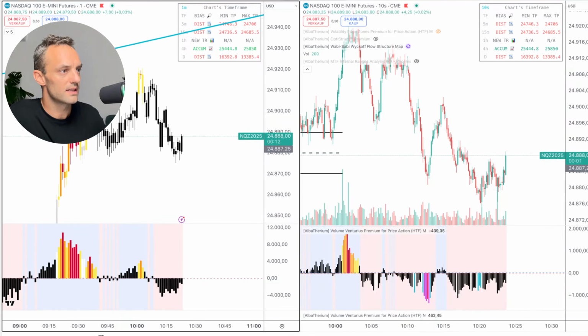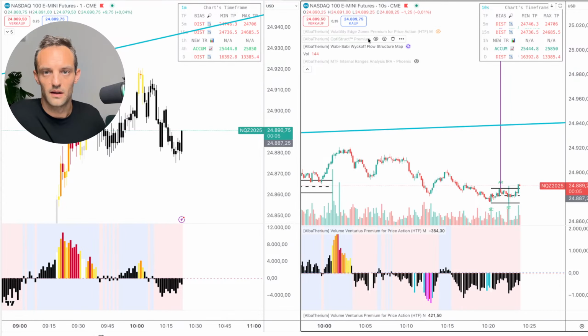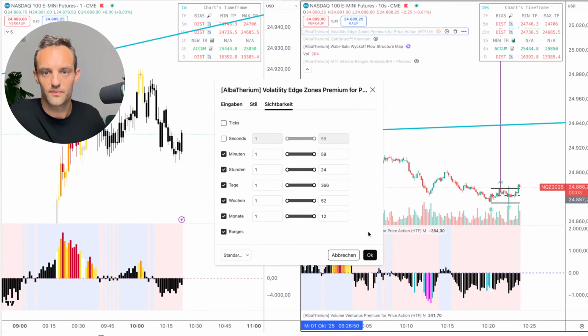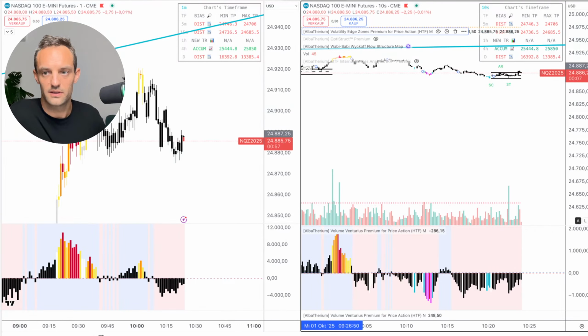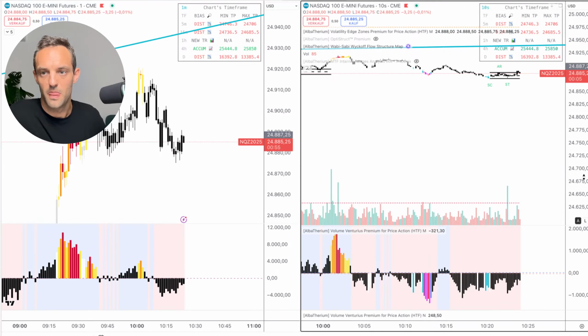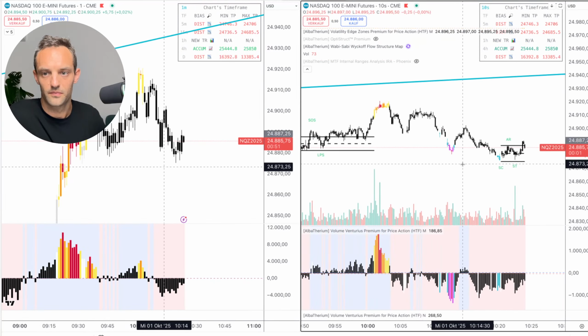Do you see these kind of things? Yes, you see everything, okay. And where's the volatility zone edge? I cannot display this because it's not activated for seconds. Activated for seconds here. And yeah, there we go. Okay.